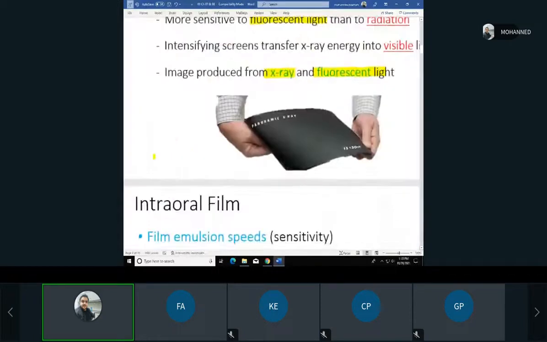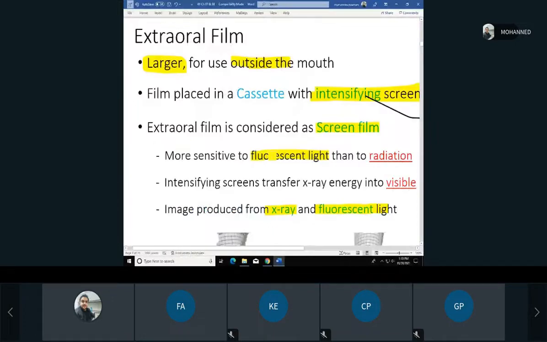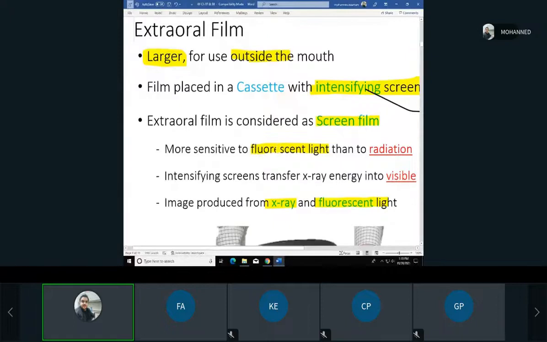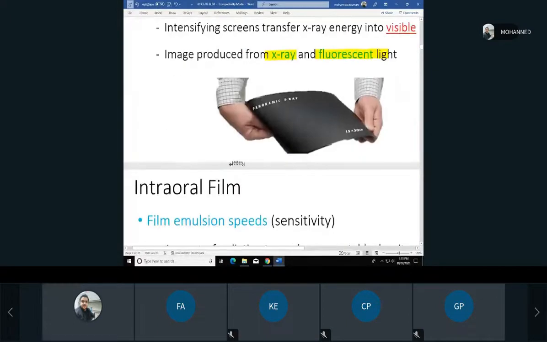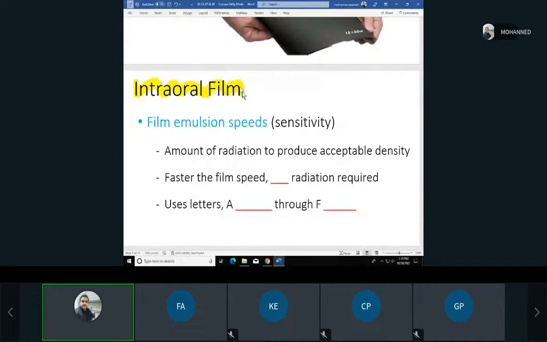Now let's talk about the intraoral. So again, just know the general information. It's a screen film. It needs a cassette intensifying screen that changes the radiation to visible light, and that's how we get the X-ray. Okay, the intraoral film.